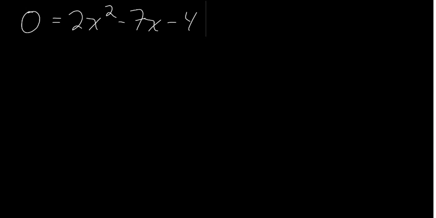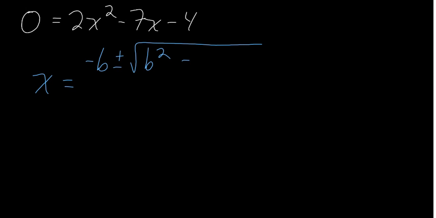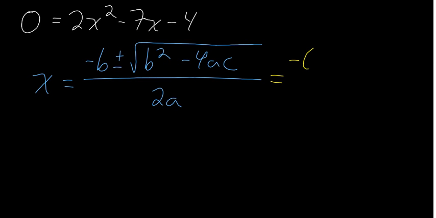Alrighty, so my quadratic formula would be x is equal to negative b plus or minus the square root of b squared minus 4ac, all over 2a. If I were to fill these in, I would have negative b, so it's going to be a negative 7, plus or minus negative 7. I'm probably going to run out of room.